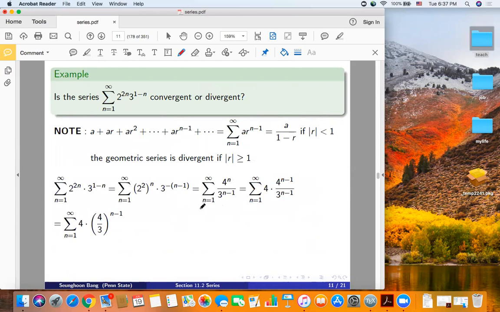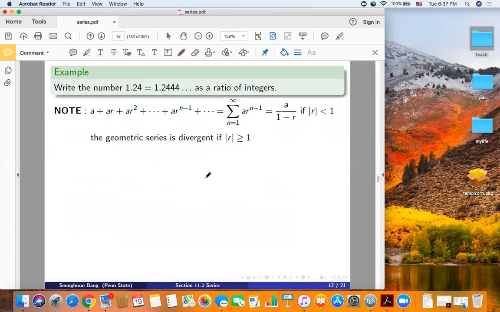So what's the common ratio? 4 over 3 is exactly R. Take the absolute value: 4 over 3 is greater than or equal to 1. The answer is divergent. This is the idea. Next one.